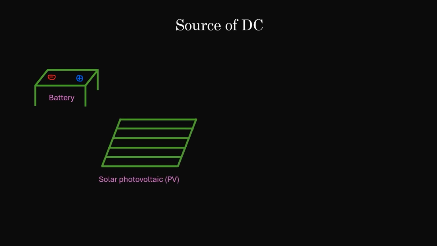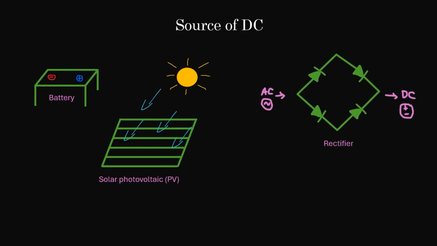So where do we get the DC from? The first obvious example is the battery itself. The battery can be charged by any means, and it could be from a renewable source, which brings me to the next example, the solar photovoltaic system, which gives us DC with the help of sun rays. And the third and the most obvious one is an AC source. We convert AC to DC with the help of rectifiers or any other sort of converters.